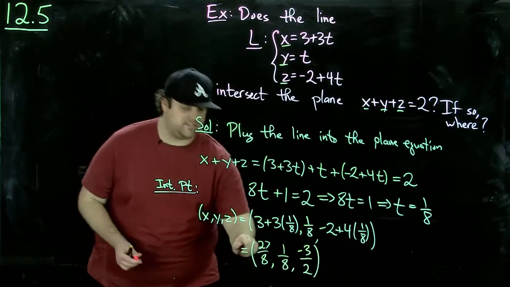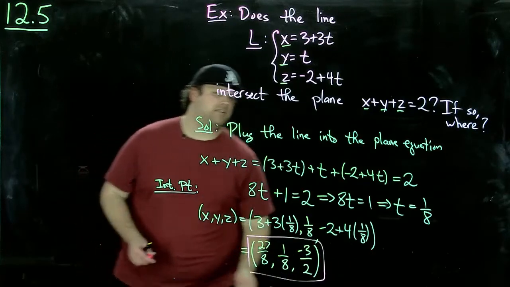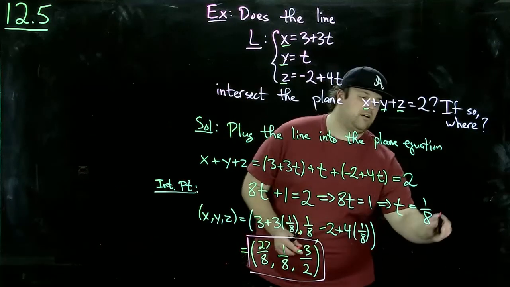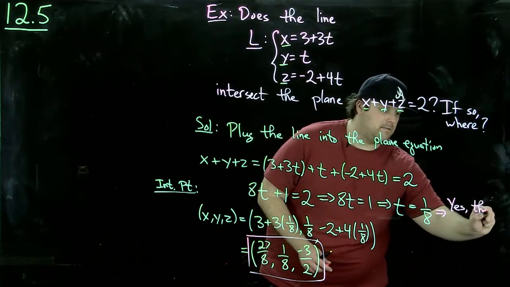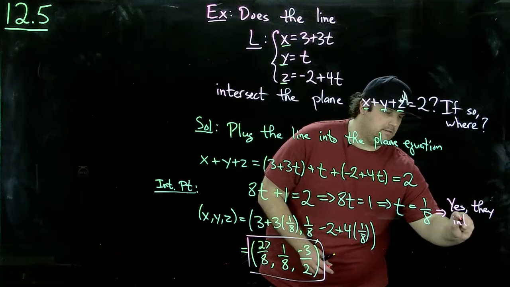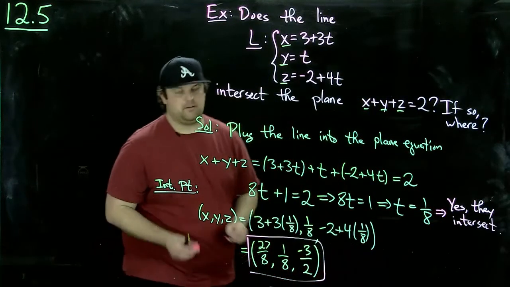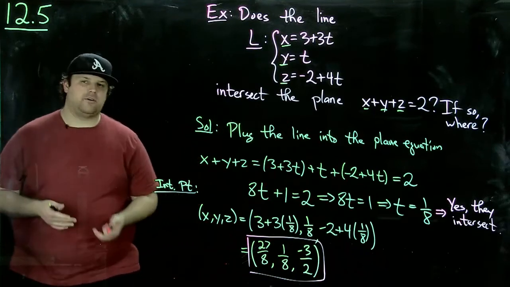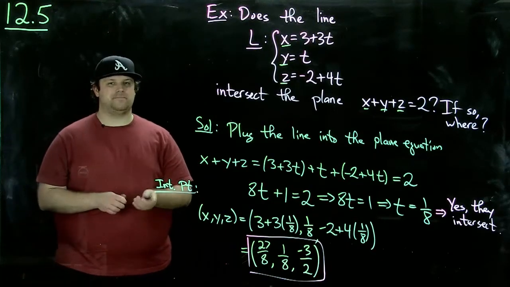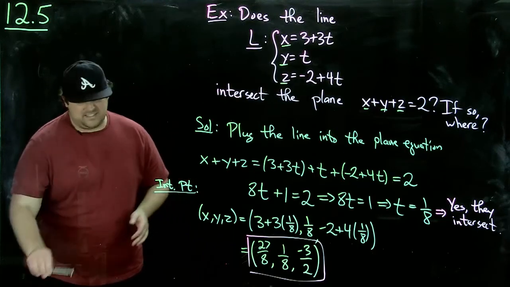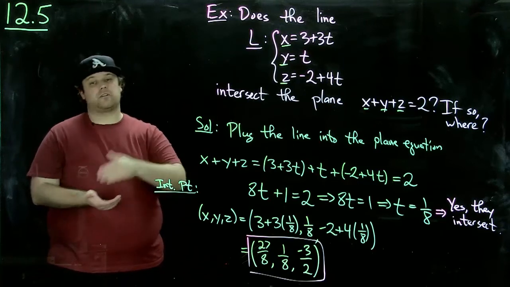So this is the point of intersection. I guess we can also add in here, since we solved for t, this implies yes, they intersect. And here's where. Finding an intersection point kind of answers that former question, but it's nice to have written there that, yeah, they intersect, and now we found the point.